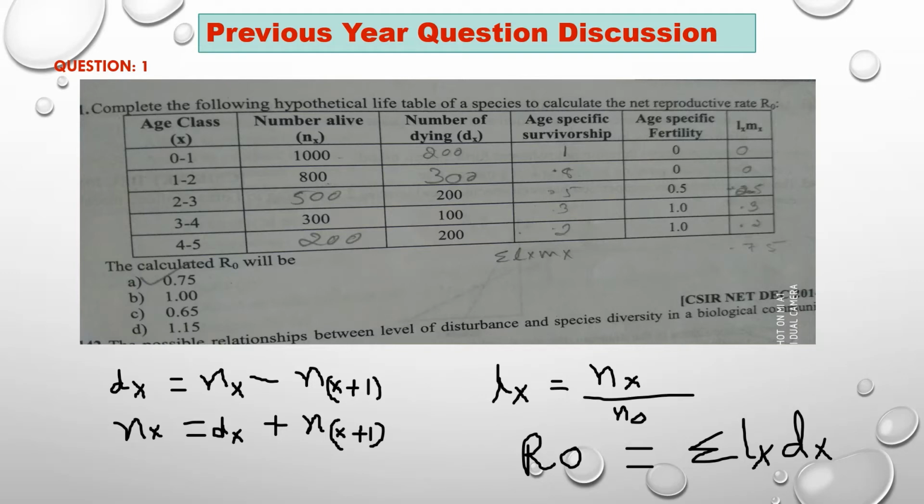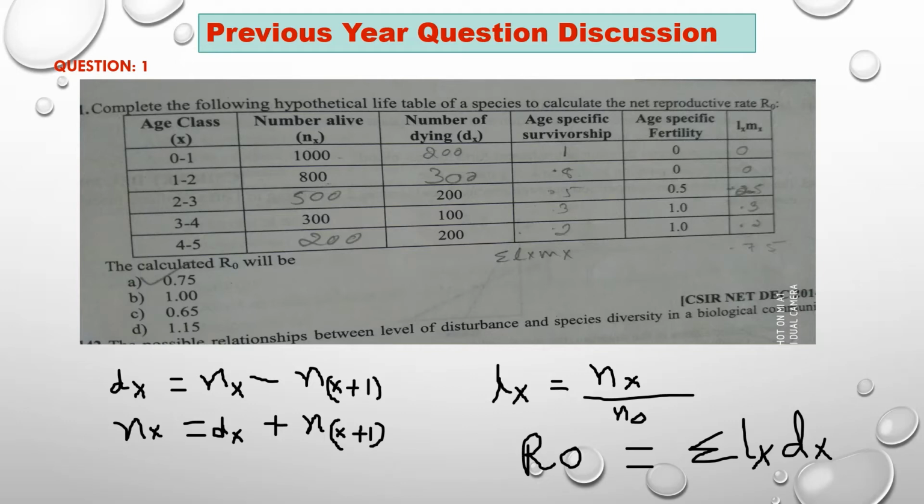So in this life table, some of the values are missing. First you have to find that. After that you have to calculate net reproductive rate R0. The calculated R0 will be, options are option A 0.75, option B 1, option C 0.65, option D 1.15.